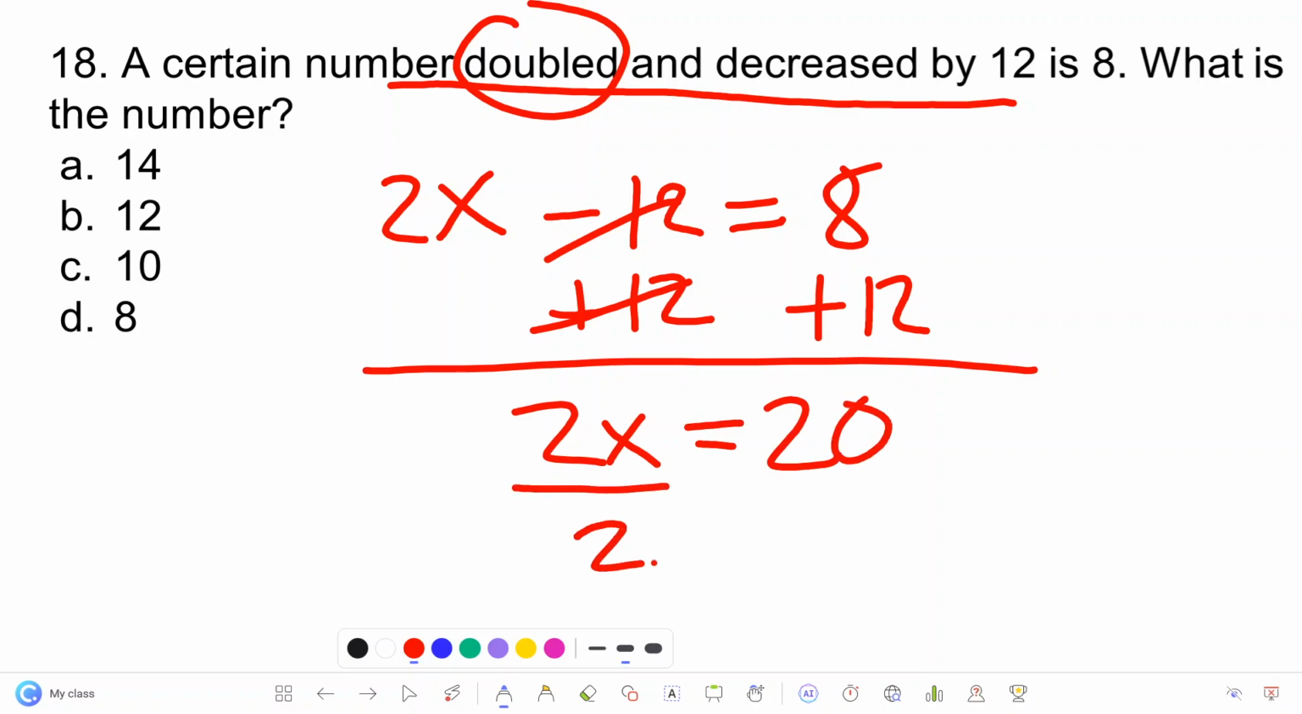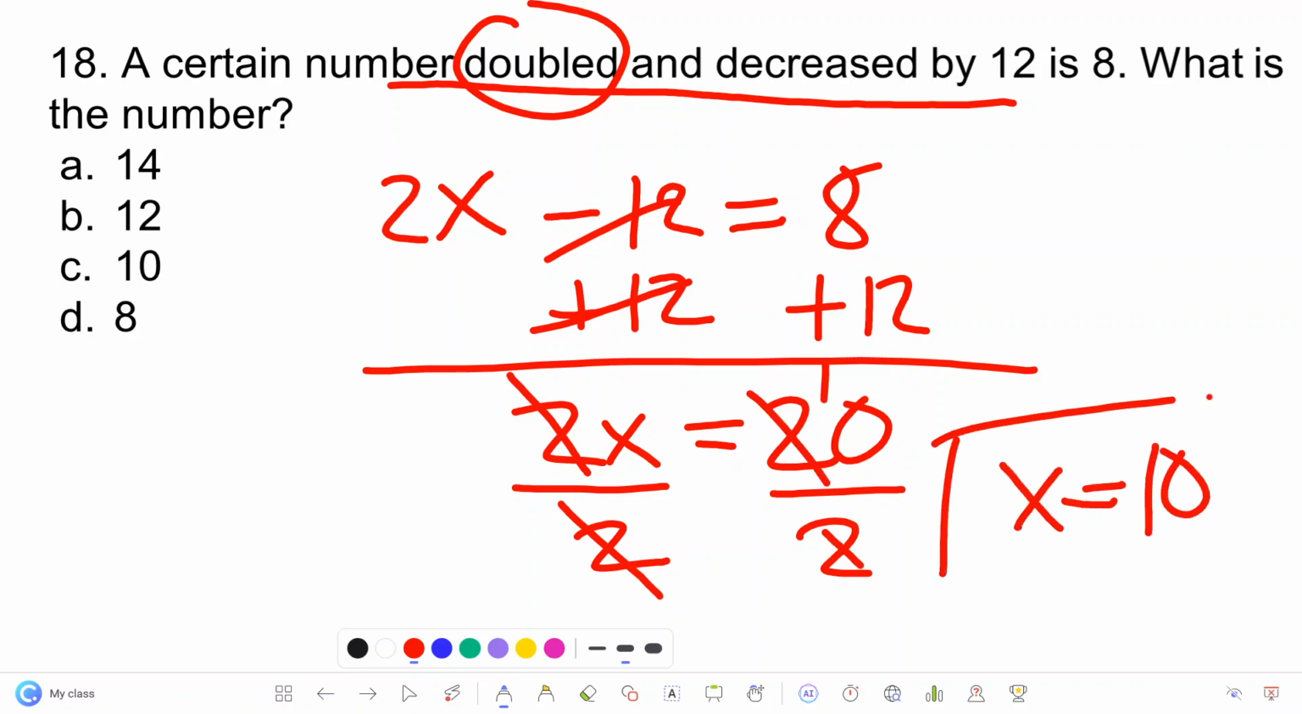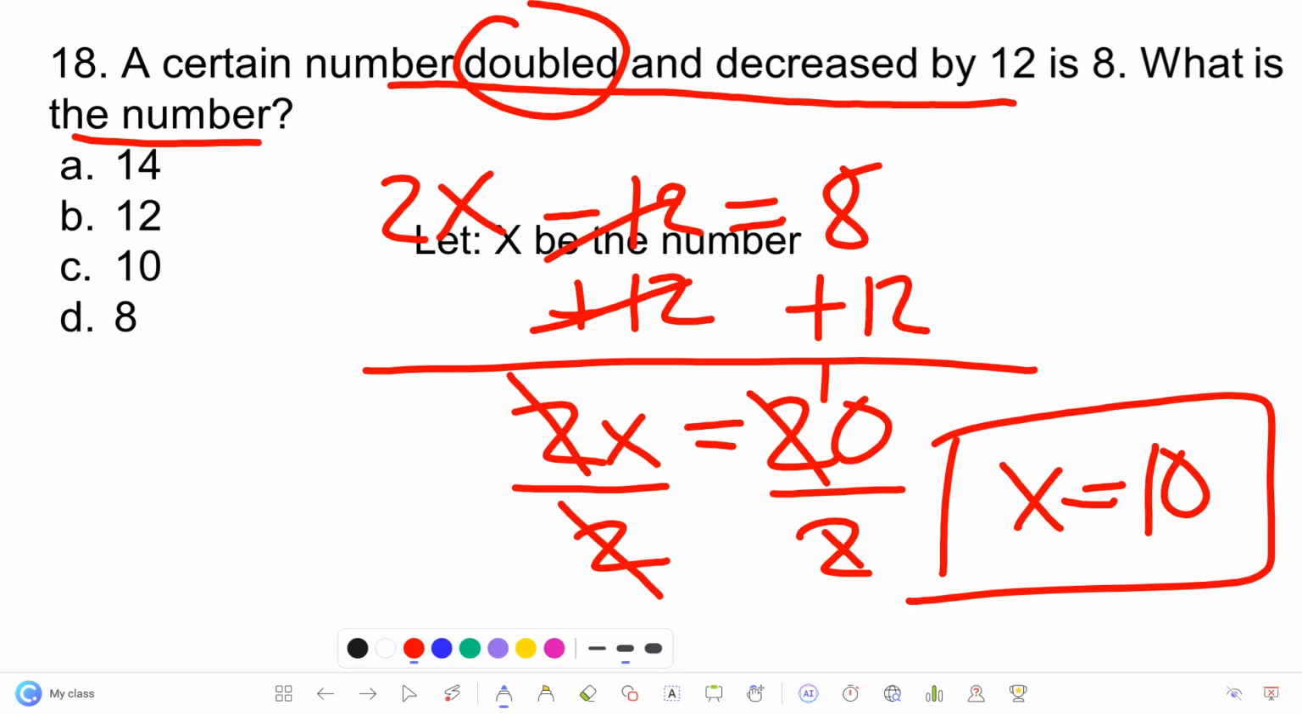Divide both sides by 2. Divide both sides by 2. You will eliminate, you cancel this, and this is 1. So x is equal to 10. Ganyan po kadali kapag marunong kang mag-analyze ng question at marunong kang tumbok kung ano ang mga given at ano ang hinahanap ng question. Okay? So let's have item number 19.